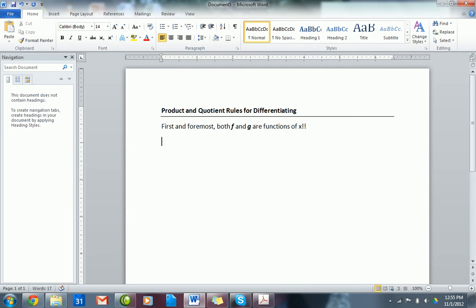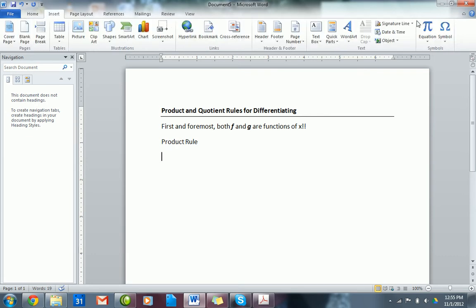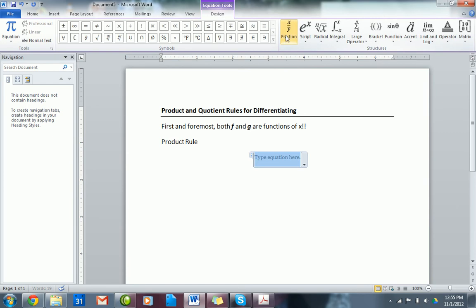Okay, so the product rule says this. If I want to differentiate the product of two functions, both of which have an x in them, so if I want to differentiate f times g, there's a rule I'm going to use, and it's called the product rule. Surprisingly, it's not the derivative of f times the derivative of g. It is equal to, in fact, the derivative of f times g plus f times the derivative of g. And this right here is our product rule.